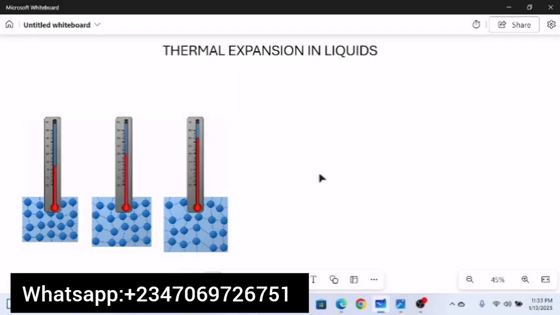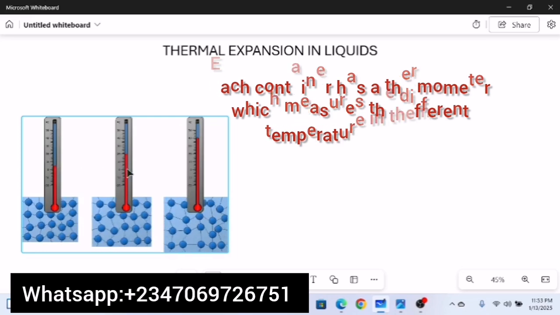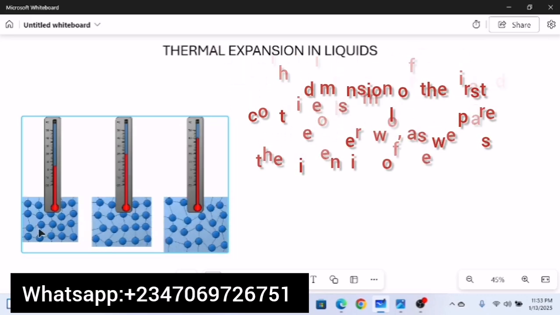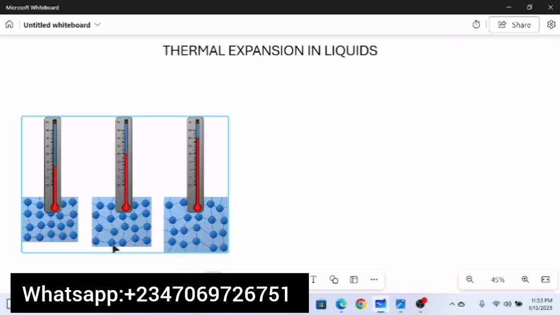Now this diagram shows an image of three containers which individually have a thermometer in them. This thermometer is used to measure the different temperatures in each of these containers. Now observe the dimension of the first container. The dimension of the first container is quite smaller compared to the second container and the last container. Now there's a reason for this.